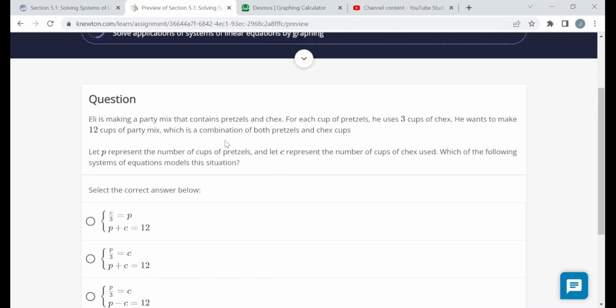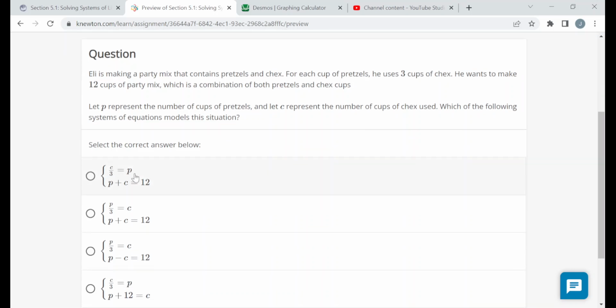All right, then back to the applications. So again, read through it and translate into math here. Eli is making a party mix that contains pretzels and Chex. This is basically like the lemonade with water and concentrate from earlier. For each cup of pretzels, he uses 3 cups of Chex. So basically, the number of Chex cups is 3 times the number of pretzel cups. Right? Because 1 cup of pretzels would be 3 cups of Chex, right? Or if you take the number of Chex cups, divide by 3, you get the number of pretzel cups.